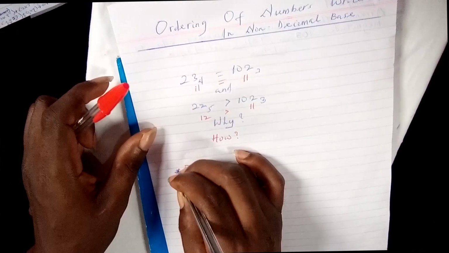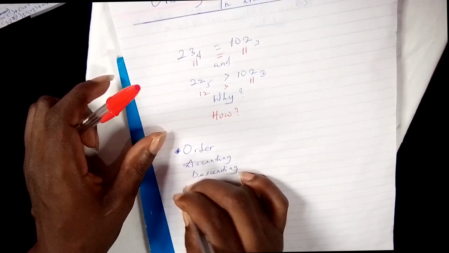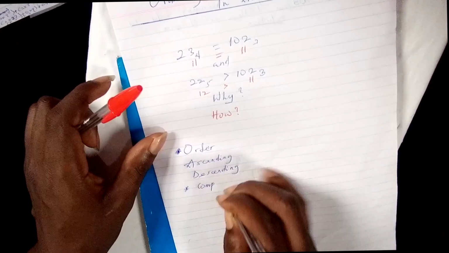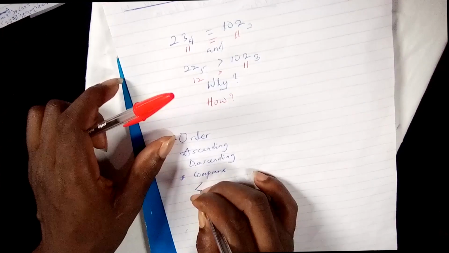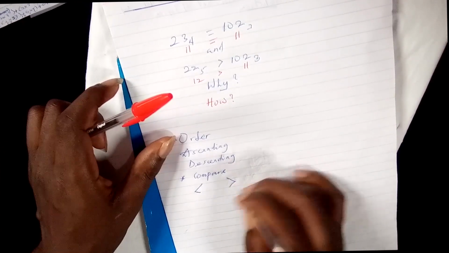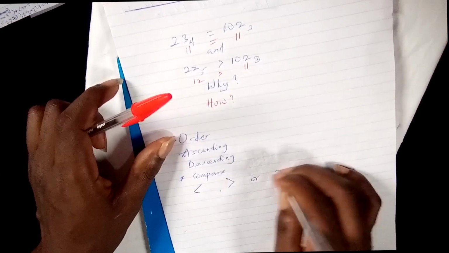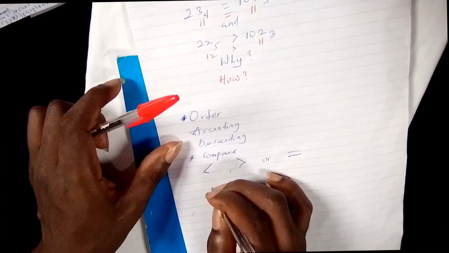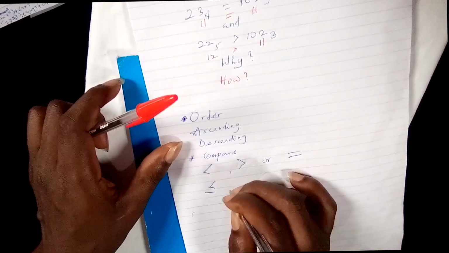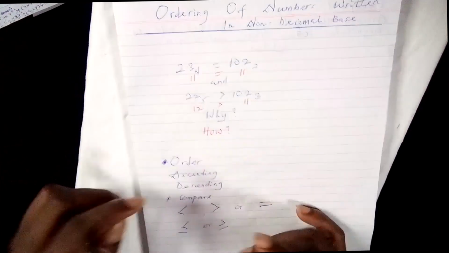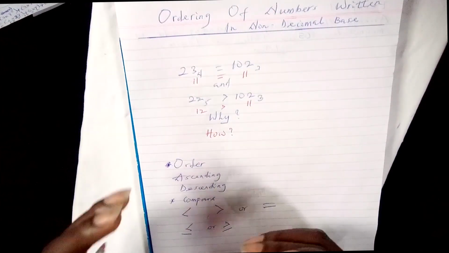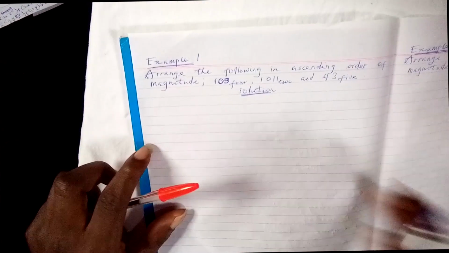Before we can order, we must first compare. And comparison goes with less than, greater than, or equal to. In most cases, you could see less or equal to, or greater or equal to. Before you understand the topic very well, let us consider the following examples.